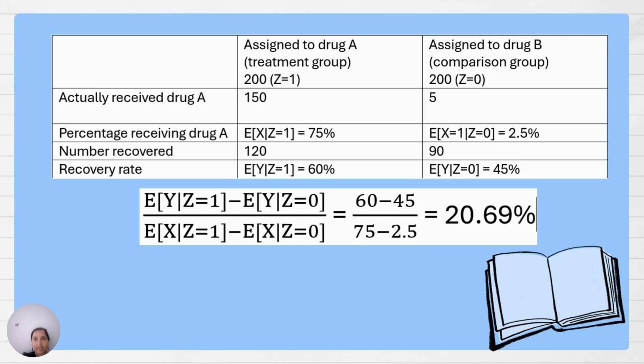20.69%. So here we can see that because of the non-compliance, our ITT value is slightly larger than it would have been if there was full compliance. The 15% of ITT would mean the average causal effect of the assignment on outcome, whereas this 20.69% would be interpreted as the average causal effect of assignment among the compliers.